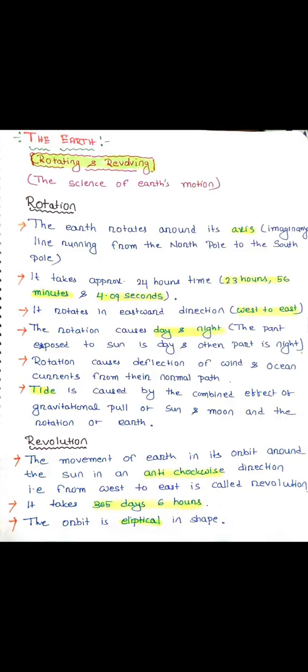And also the tide is caused by the combined effect of the gravitational pull of the sun and moon and the rotation of earth. It is not only caused by the gravitational pull, it is the combined effect of the gravitational pull as well as the rotation of earth. And then comes the revolution of earth.